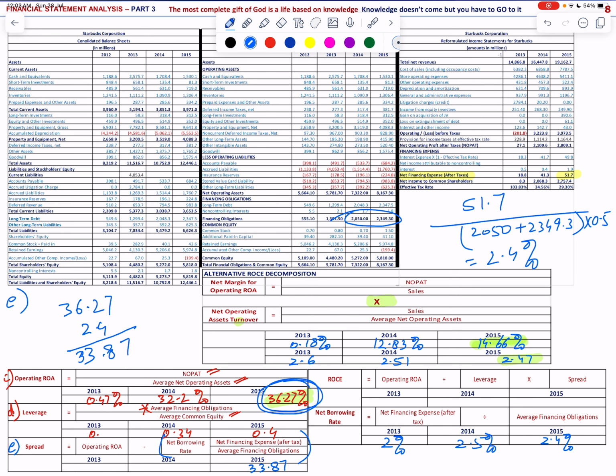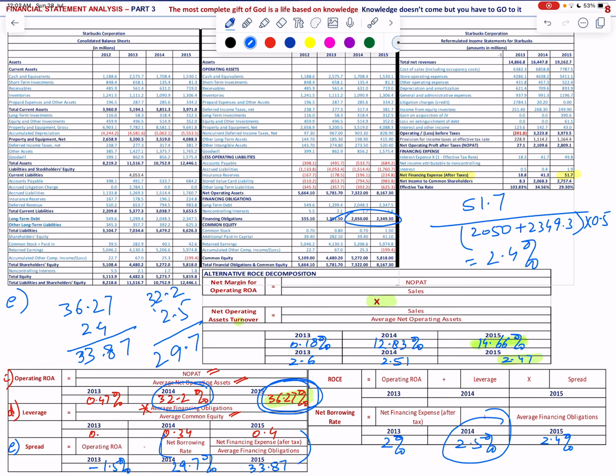In the same way, for 2014, it will be 32.2 minus 2.5, that is 29.7, and these are in percentage. Okay.